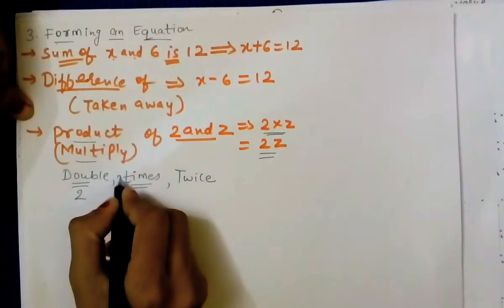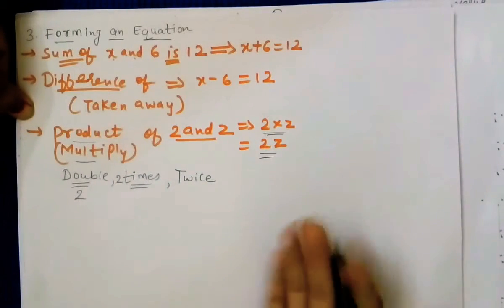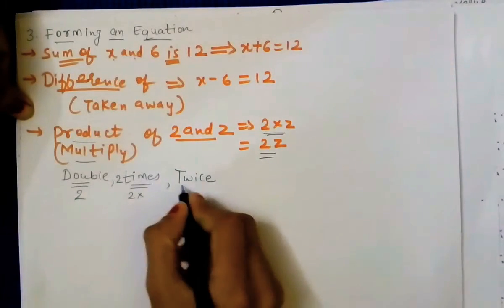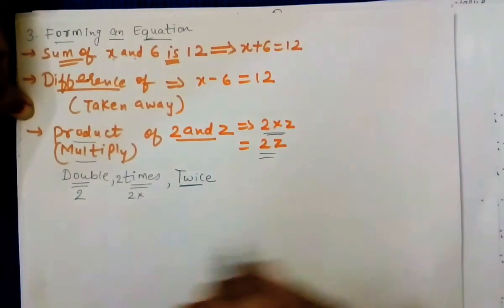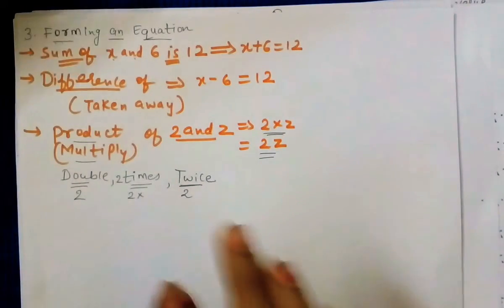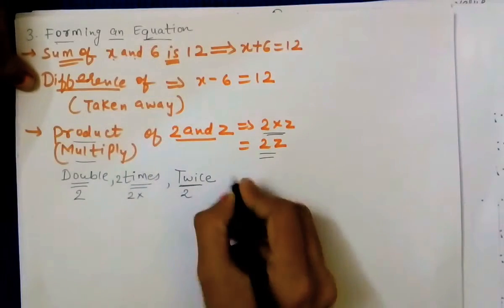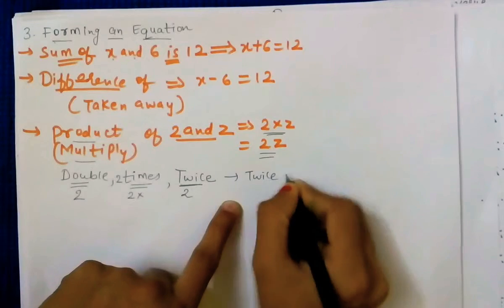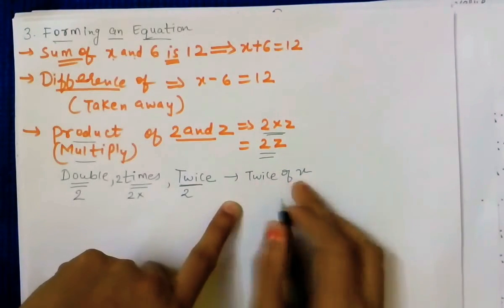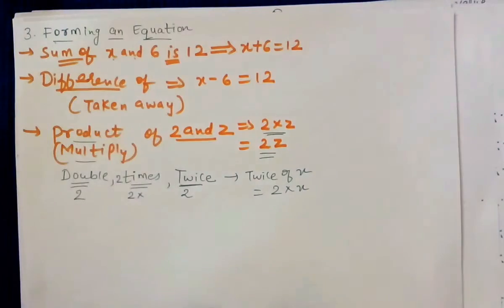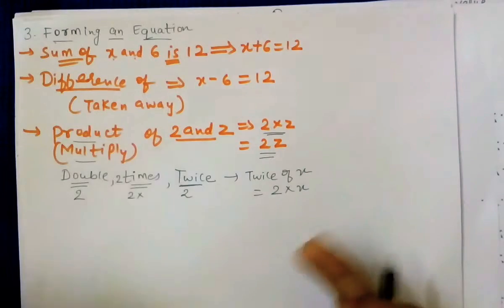When times is given, for example 2 times x or 3 times x, then we will multiply by 2 or 3 or whatever number is given. Now twice also means 2 times, so we will multiply 2 times. So if it is given twice of x, twice of x means 2 times of x, which means 2 into x. In the same way, if it is given 2 times of x, we have to multiply x by 2, so it will be 2 into x.